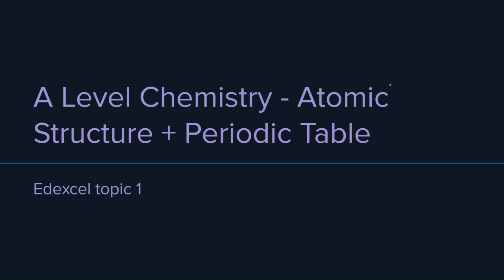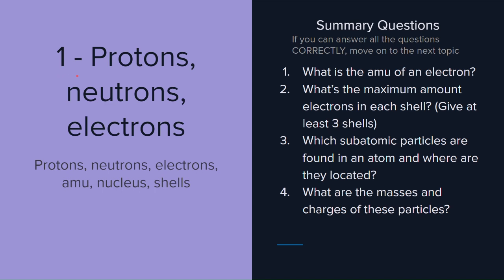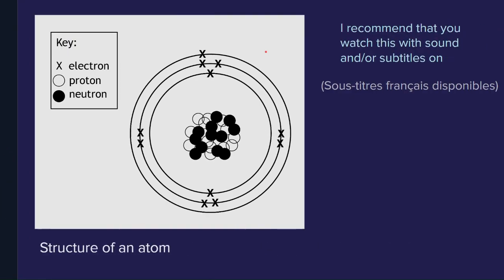Hello guys, today we're doing A-level chemistry, atomic structure and the periodic table, which is Edexcel topic 1. So for the first subunit, we've got protons, neutrons and electrons, and I've written some summary questions here. If you can answer all of them correctly, then move on, but if you can't, then stay on this topic, and you can pause it and read it if you want to.